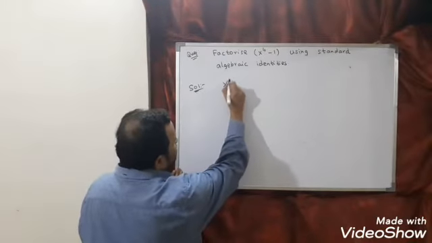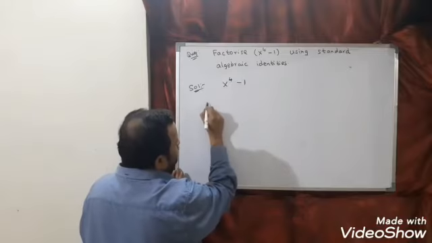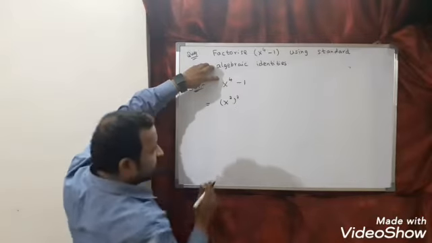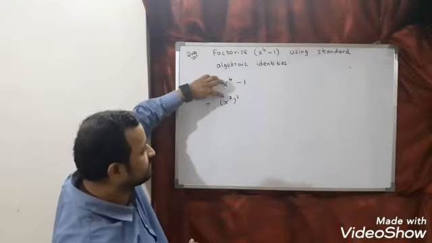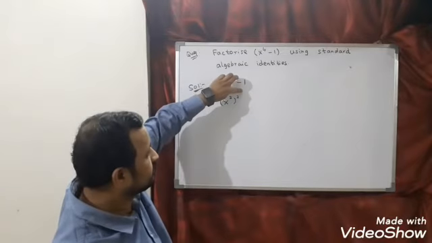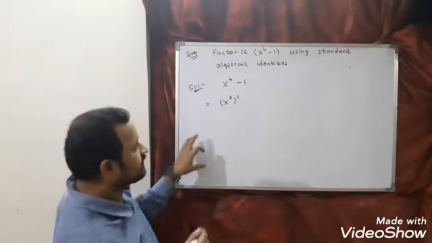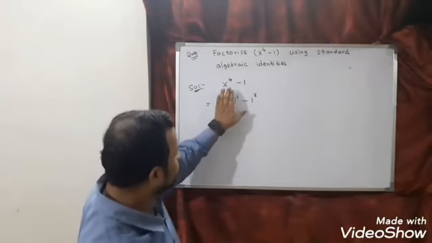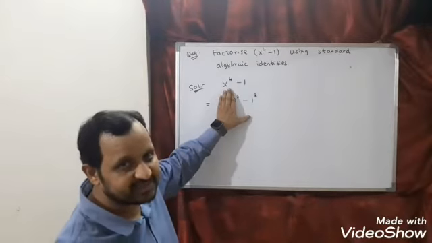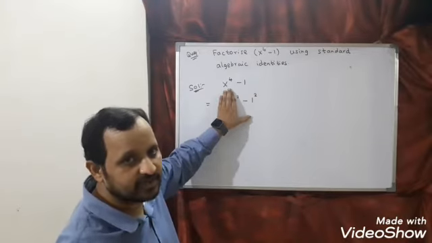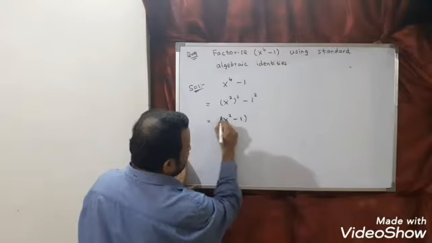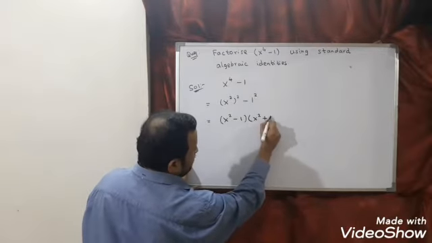So the question is what? x to the power 4 minus 1. Now look here. This x to the power 4 can be written as x square whole square. Like in the last theory of indices I told you. And this 1 can be written as 1 square. So it is something like a square minus b square. The formula is a minus b into a plus b. So this we can write as x square minus 1 into x square plus 1.